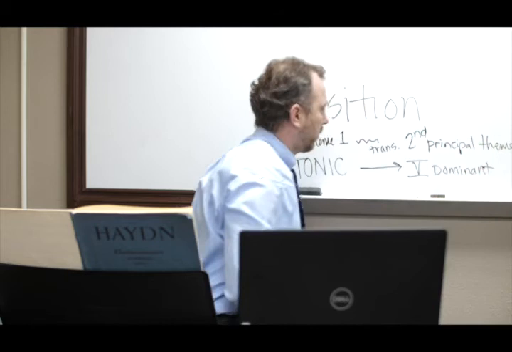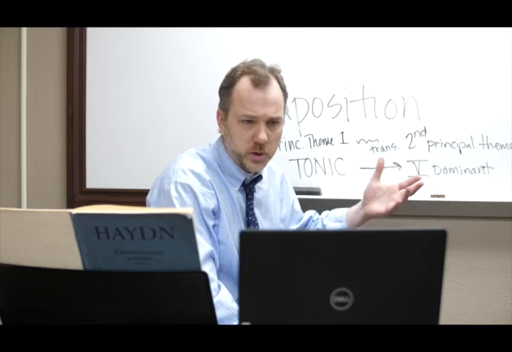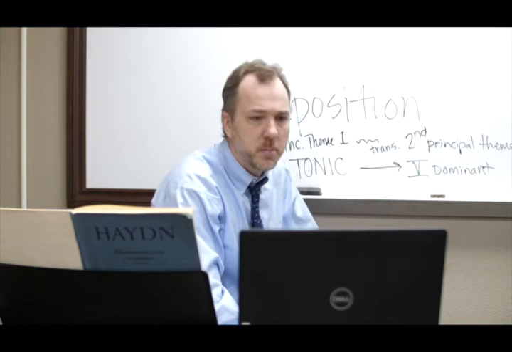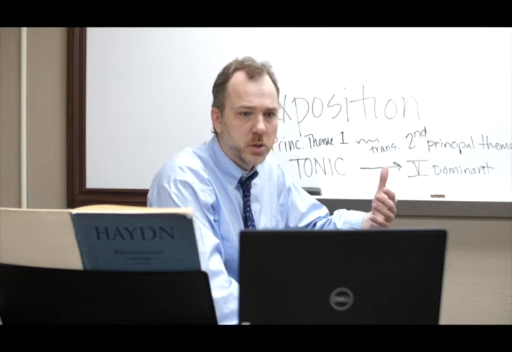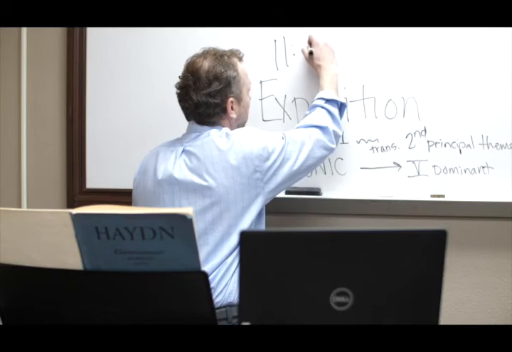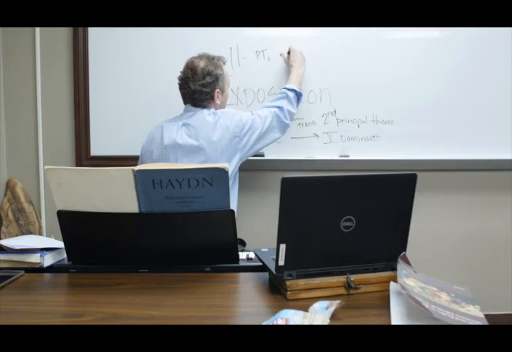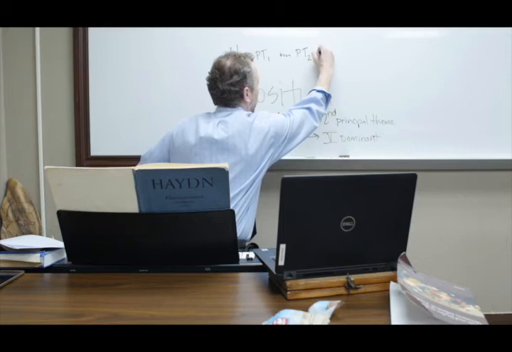And then once we have stated that second theme, we're going to have a very short closing theme. Okay, the closing theme is not the most identical or the most charming. It's just something to bring the movement to an end and conclude it. Okay, so what happens is we'll have a double bar line. You have theme one, transition, principal theme two, and then it'll transition to a closing theme.